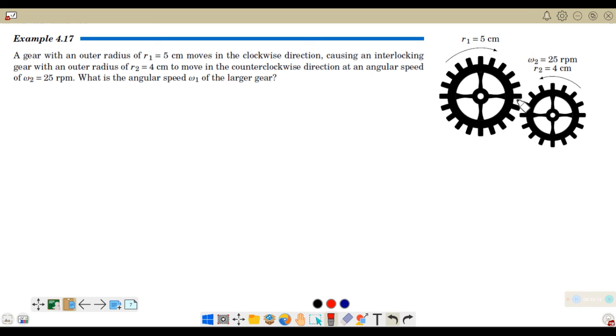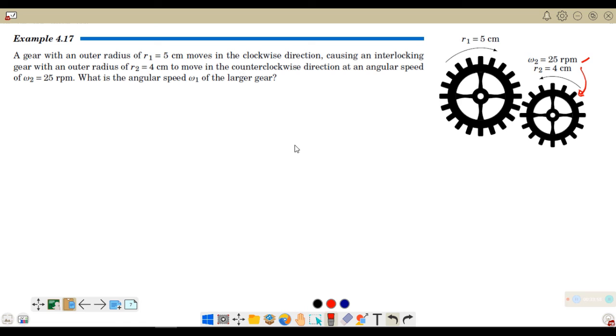So, yung teeth nila nag-overlap or nag-interlock. So, yung teeth nitong larger gear, nag-interlock siya with the smaller gear every time that the first gear moves clockwise, and then yung smaller gear moves counterclockwise at an angular speed of 25 RPM. So, meron tayong angular speed for the smaller gear, which is 25 RPM. The question is, what is the angular speed of the first gear or the larger gear? So, set up natin yung relationship nilang dalawa.